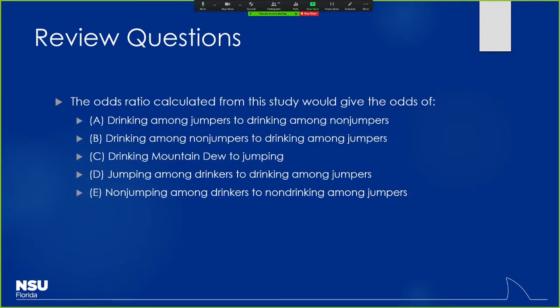So the odds ratio calculated from the study would give us the odds of drinking among jumpers to drinking among non-jumpers, drinking among non-jumpers to drinking among jumpers, drinking Mountain Dew to jumping, jumping among drinkers to drinking among jumpers. That's confusing. Or non-jumping among drinkers to non-drinking among jumpers. What's the actual comparison we're making here?